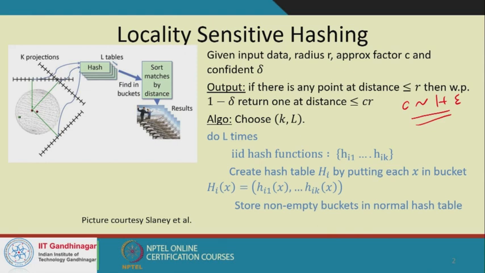Okay, so before we even proceed, something should strike you: the choice of the hash functions has nothing to do with the data, right? It has to do with the distance metric that you promised to use, but it doesn't really take into account the data itself. This is completely oblivious to the data. Is this a good thing?